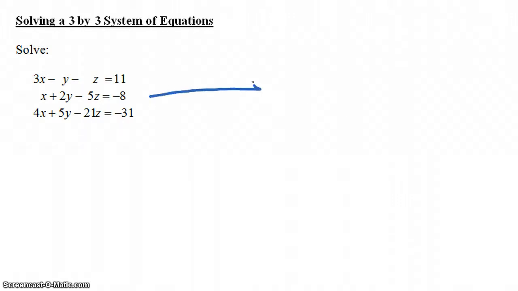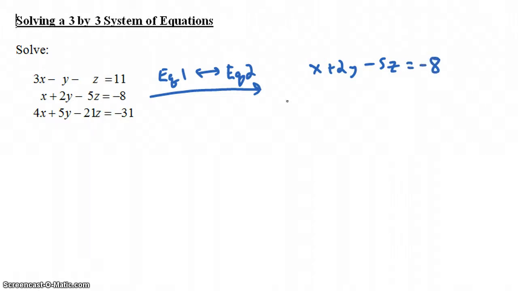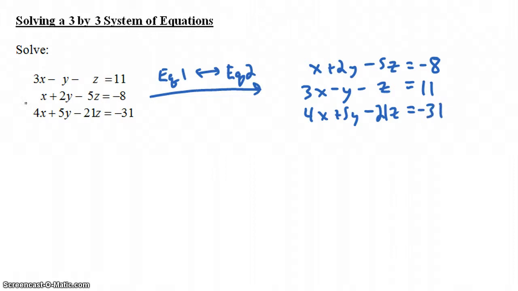I'm going to draw a line here, and we're just going to do equation 1 interchanged with equation 2. So we're going to write this new system of equations where now the middle equation has become the top equation, and the bottom equation will stay the same. So we can interchange two equations. That's one of the elementary operations.